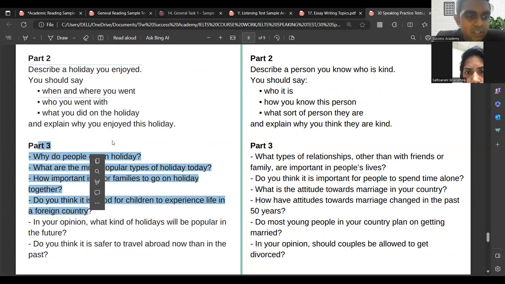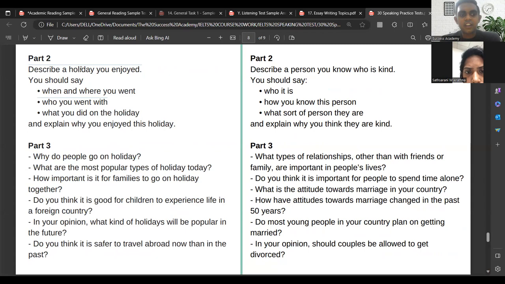For example, you say, describe a holiday you enjoyed. You say, I went on a holiday to Nuwara Eliya. They are not going to ask you questions about Nuwara Eliya. They don't care about Nuwara Eliya, right? They are going to ask you about holidays. That's the theme. Entertainment, leisure, holidays. That's the theme. So look at the questions.